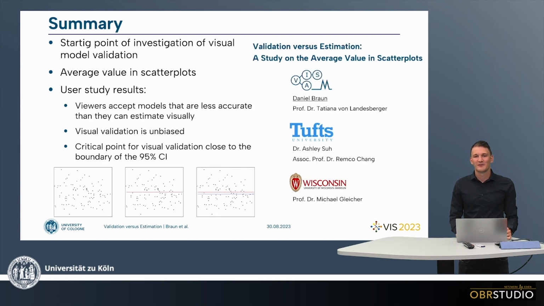In summary, we started our investigation of visual model validation with a study on the average value in scatterplots. Our results show that the accuracy of the acceptance threshold for visual validation is lower than the accuracy of visual estimation. Furthermore, visual validation is unbiased and its critical point is close to the 95% confidence interval of the true mean. I thank you very much for your attention.